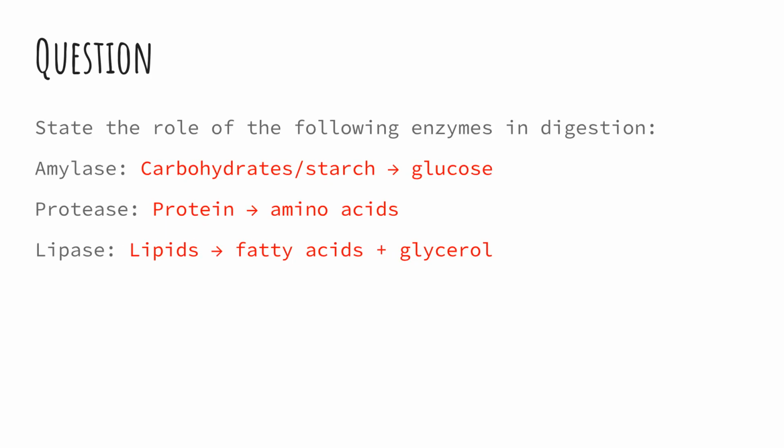Amylase breaks down carbohydrates and starch into glucose. Protease breaks down proteins into amino acids. And lipase breaks down lipids into fatty acids and glycerol.